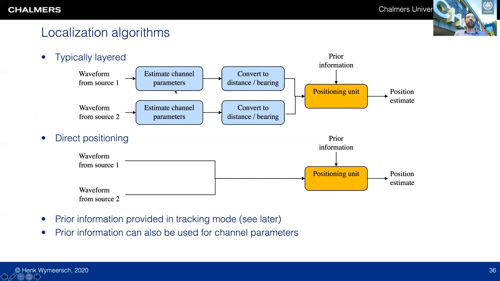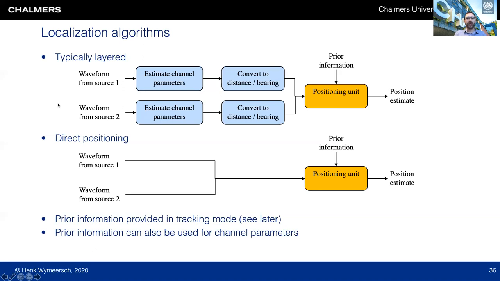There's an alternative way, which is called direct positioning, where you take the waveform directly and you map with a positioning unit to the position directly. So this, of course, will give you, in principle, better performance because you don't throw away any information, but it's more complex. Okay, but we mainly will focus on this first layered approach.